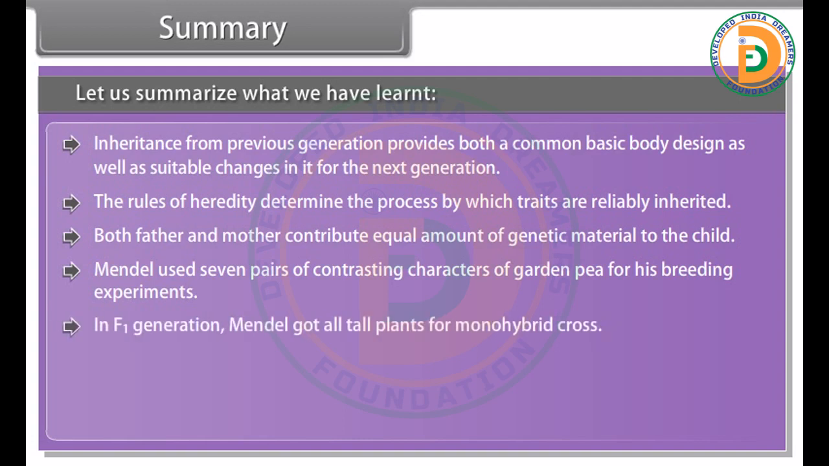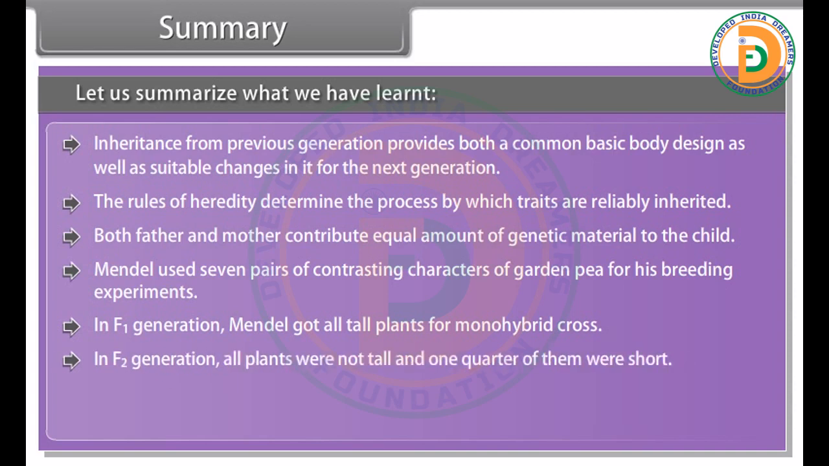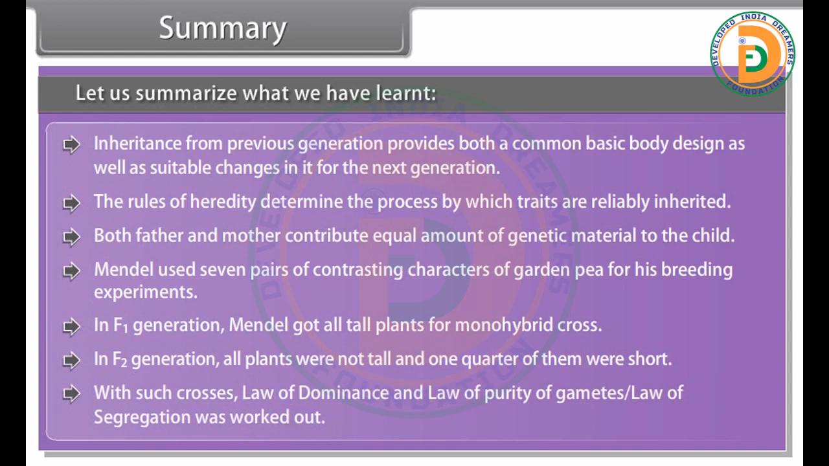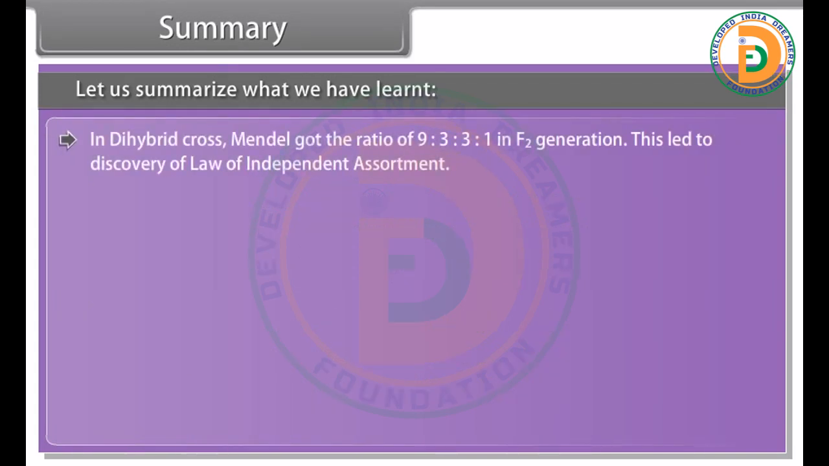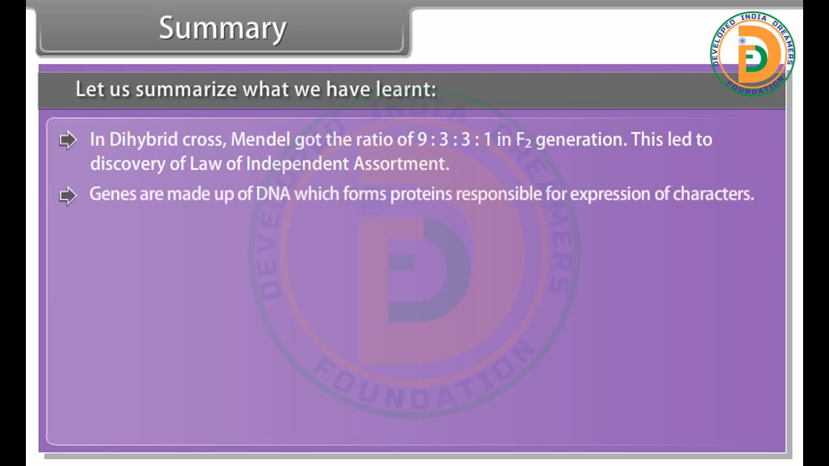In F1 generation, Mendel got all tall plants for the monohybrid cross. In F2 generation, all plants were not tall and 1/4 of them were short. With such crosses, the law of dominance and the law of purity of gametes, which is also called the law of segregation, were worked out. In the dihybrid cross, Mendel got the ratio of 9:3:3:1 in F2 generation. This led to the discovery of the law of independent assortment. Genes are made up of DNA, which forms proteins responsible for expression of characters.